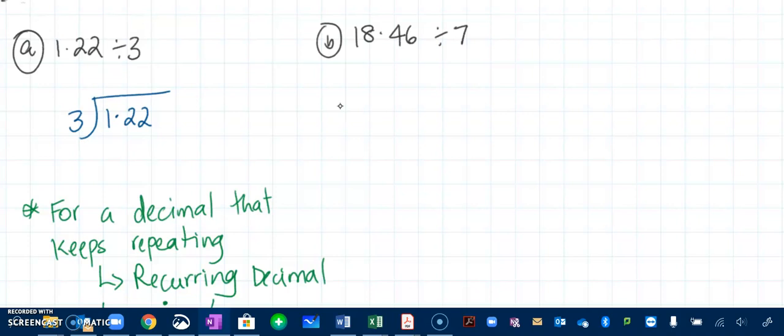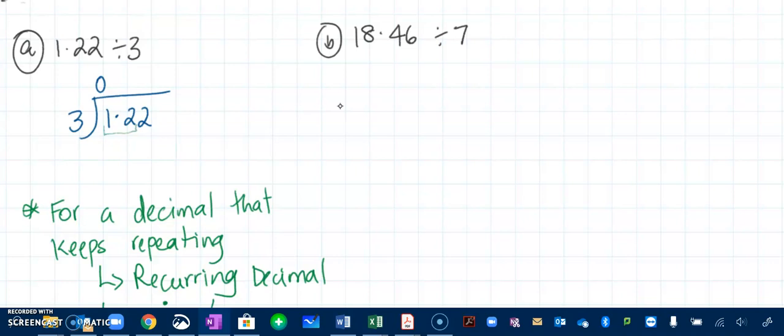So 3 goes into 1. No, so we put a 0. And bring the next digit, which is 2, and make that a 12. So if I put these two digits together, it gives us a 12. But between the 1 and the 2, there's a decimal point.